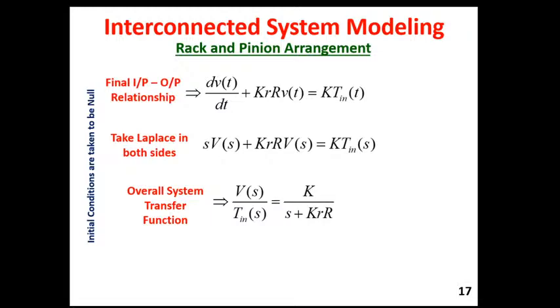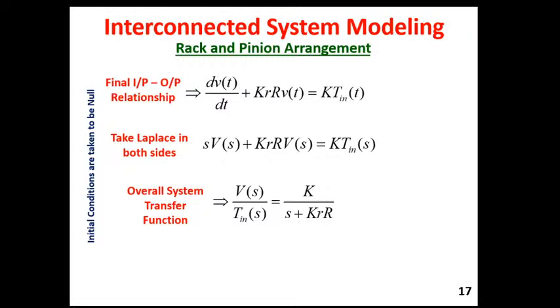So we find that V(s)/T_in(s) is equal to K divided by s plus K small r capital R. Small r is the radius of the pinion, capital R is the resistance or the friction between the rack and the base. So V(s)/T_in(s) is equal to K divided by s plus K into small r into capital R.